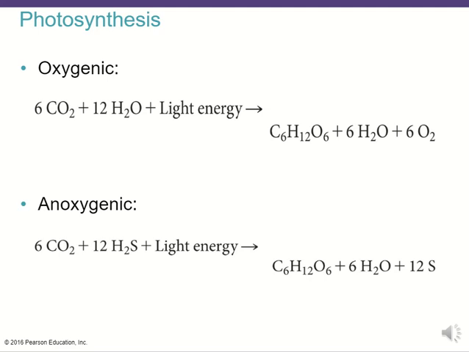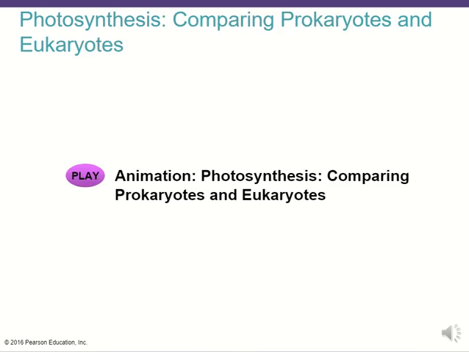As far as the anoxygenic side of photosynthesis, 6 molecules of carbon dioxide and 12 molecules of hydrogen sulfide, when reacted together with light energy, can form glucose, 6 molecules of water, and 12 atoms of sulfur. So essentially, this is whether you have a starting molecule of water or a starting molecule of hydrogen sulfide as a hydrogen source for glucose. Pretty fascinating chemistry.